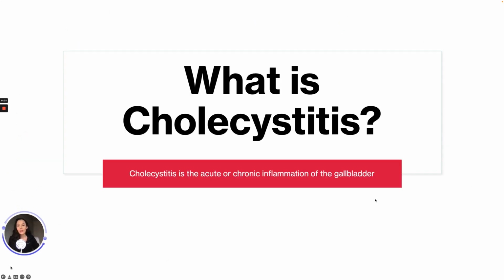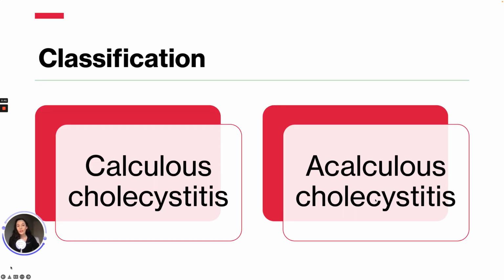But let's get into it. So what is cholecystitis? It's an acute or chronic inflammation of the gallbladder. There are two different types. Calculus cholecystitis is when a gallbladder stone obstructs the bile outflow, and acalculous cholecystitis describes an acute inflammation in the absence of an obstruction by a gallstone.